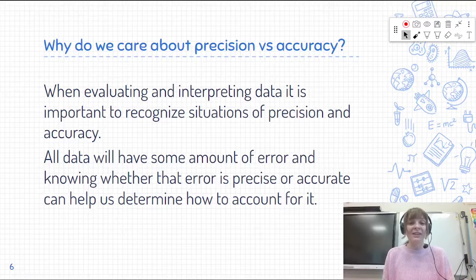So we want to know if our measurements, our data, are precise or accurate, because that can determine how to account for error, and that can also affect our own analysis and conclusions of that data. So that is a look at precision versus accuracy. Hope this helps.